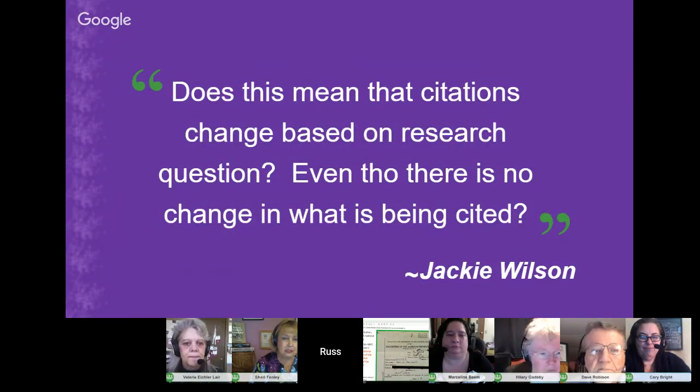Okay, so we're going to take some comments from the community for a bit. Let me bring this one in from Jackie. Does this mean that citations change based on the research question, even though there is no change in what is being cited, or what is being looked at? The basic citation model should not. It's what you're adding to it.